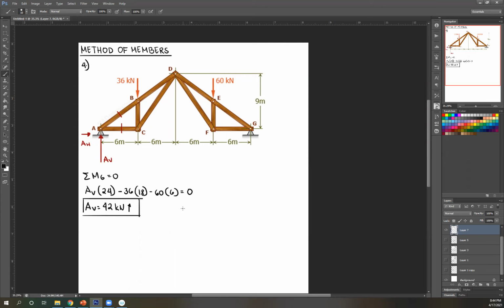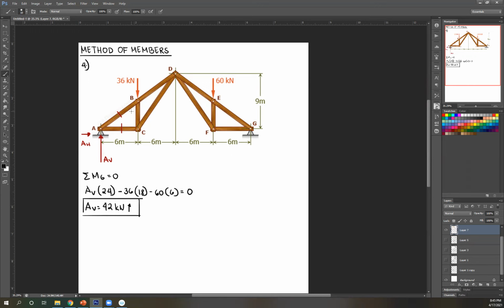So what now? Remember, when you're done with your equilibrium equations, you're going to either do your method of sections, joints, or members, whichever is more ideal or suitable to what's being asked. I want to get AH. If I use method of joints here, I'm going to have 3 unknowns, right? AH, force here, and force here. So cannot solve. If I use method of sections here, once again, I have 3 unknowns. So no. So we're left with method of members.